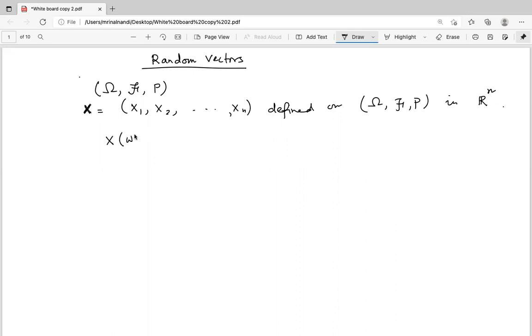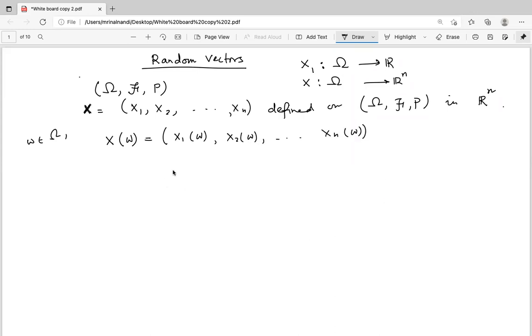Now, we don't write the bold, we just write X. What is X at omega? We know a single random variable X1 is a map from omega to R. But X is now a map from omega to R^n. So for all small omega in omega, we define X(omega) as X1(omega), X2(omega), up to Xn(omega). This belongs to R^n, because each Xi(omega) is a real number. So each Xi is a real valued random variable, and X is a real valued random vector, called a real valued n-dimensional vector.